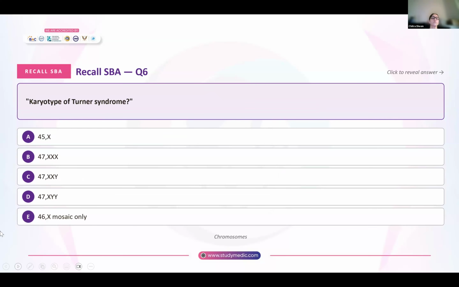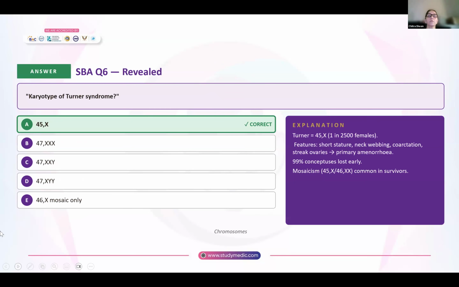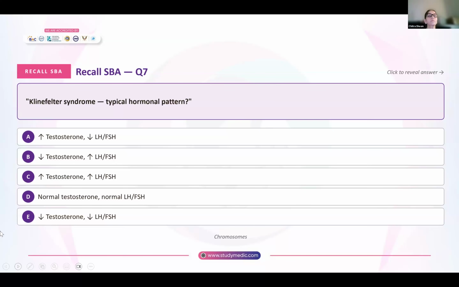What is the karyotype of Turner syndrome? So Turner syndrome, remember, it is monosomy X. One chromosome is less, so 45XO or 45X. That is your Turner syndrome. Remember the features of Turner syndrome.